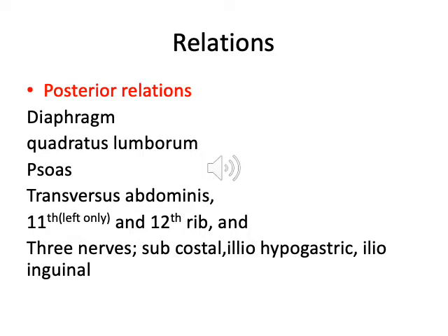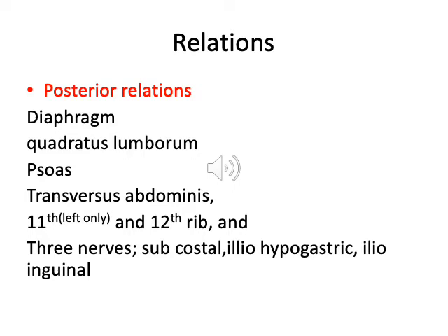First we discuss the posterior relations of the kidney. Posteriorly, the kidney is related to the diaphragm, quadratus lumborum muscle, psoas muscle, transversus abdominis muscle, 11th and 12th ribs, and three nerves: the subcostal, iliohypogastric, and ilioinguinal nerves.